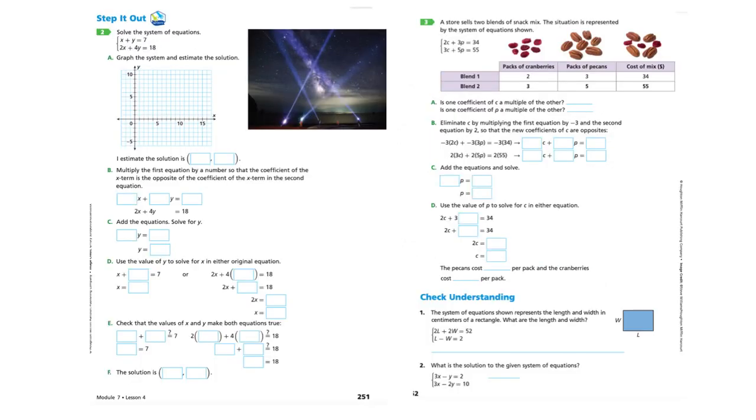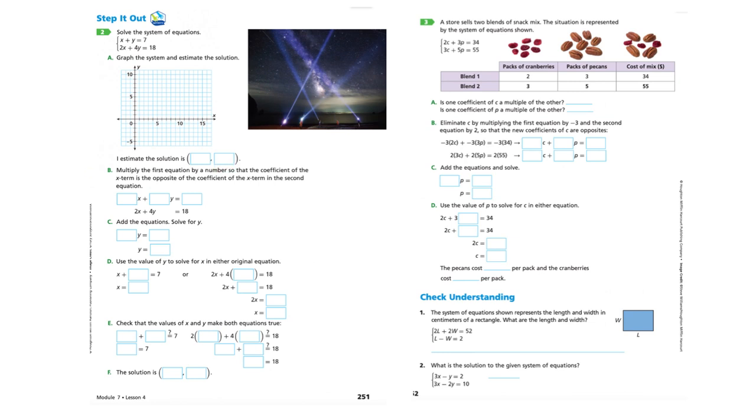All right, so here we are in the Step It Out, and they say solve the system of equations, but they're going to help you go through it step by step. So they first tell you to graph the system and estimate the solution from your graph, like you did before, where you find where they intersect, and then your estimate goes here.